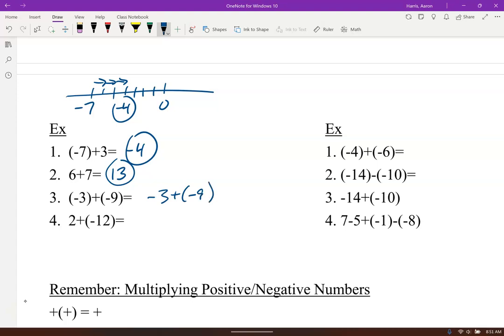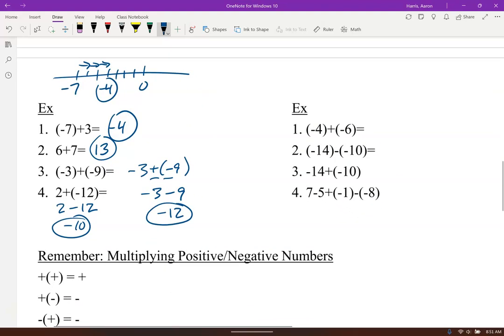-3 plus a -9. I don't like two signs, so a positive times a negative is a negative, so I'm going to write that as -3 minus 9. So if I'm in debt $3, I go in more debt, $9, and now I'm in debt $12, right? Positive times a negative here would be a negative, so 2 minus 12, different signs. I'm in debt $10.